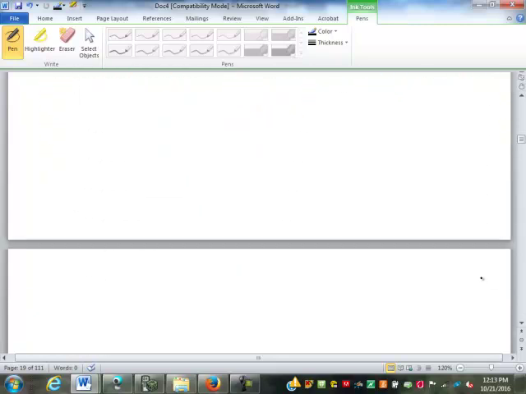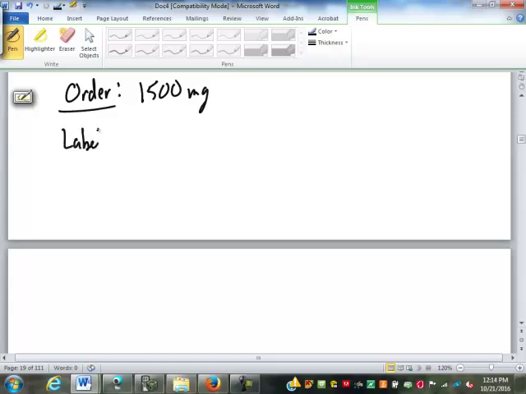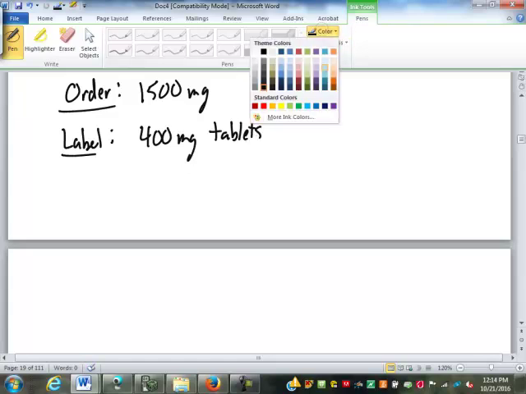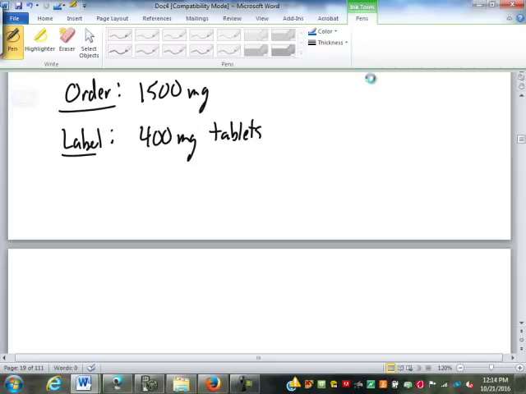Let's look at one more example here before we hang it up for the day. So let's say our doctor orders 1,500 milligrams. Our label is 400 milligram tablets. Just like before, start out with 1,500 milligrams. Make it a fraction by putting it over 1.